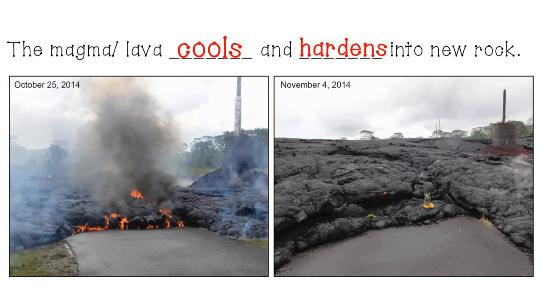You can see in this picture, this is from 2014. This is an eruption of the Kilauea volcano in Hawaii. And here's what it looks like on October 25th. And then a couple days later, you can see on November 4th that it has cooled and hardened. And so that same location that had lava now has new cooled and hardened rock.